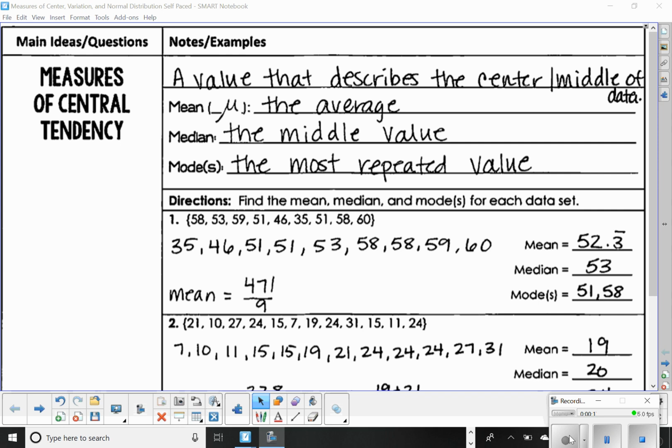The mean is the average. That's where you add all the numbers together and divide by the total number of items you have. That's how your grade gets calculated when you're talking about a particular category.